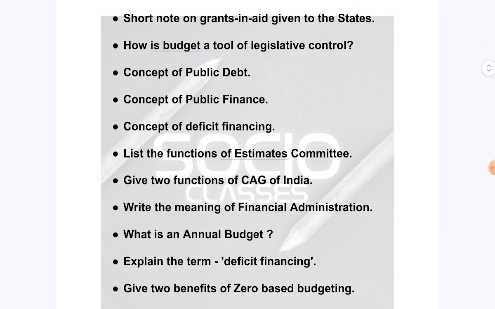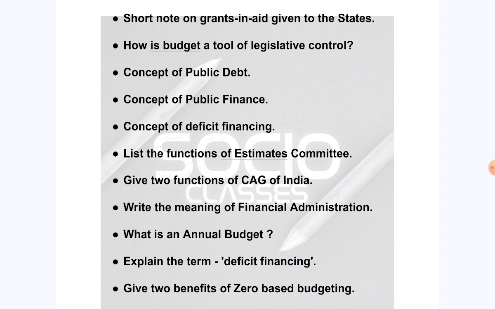Short note on grants and aid given to the states. How is budget a tool of legislative control? Concept of public debt. Concept of public finance. Concept of deficit financing. List the functions of Estimates Committee. Give 2 functions of CAG of India.